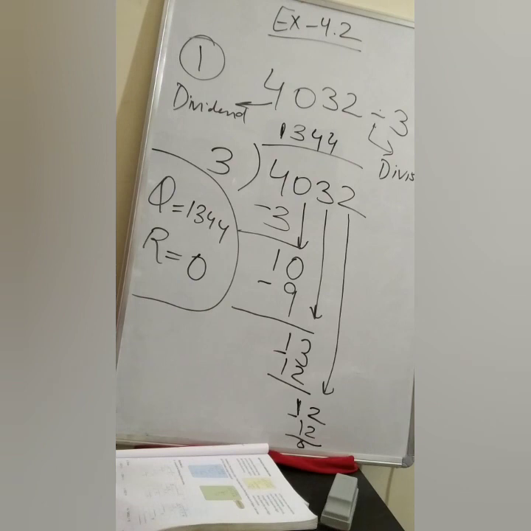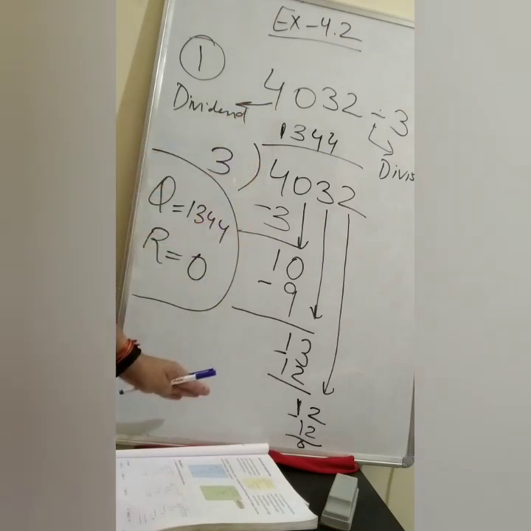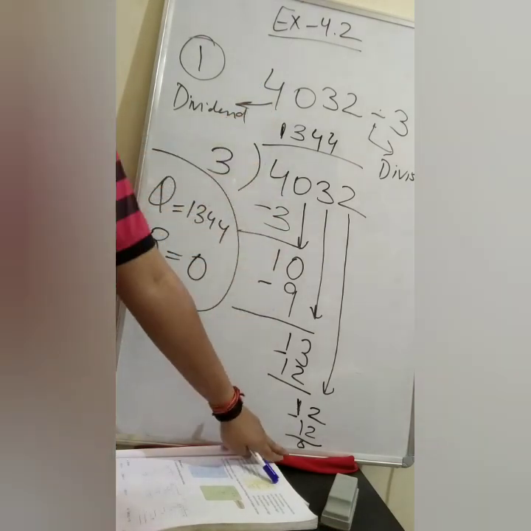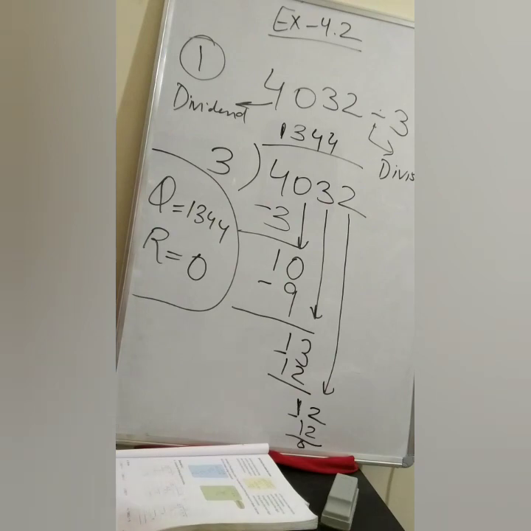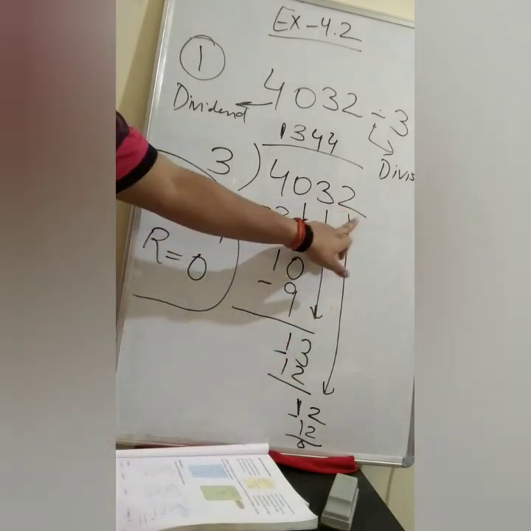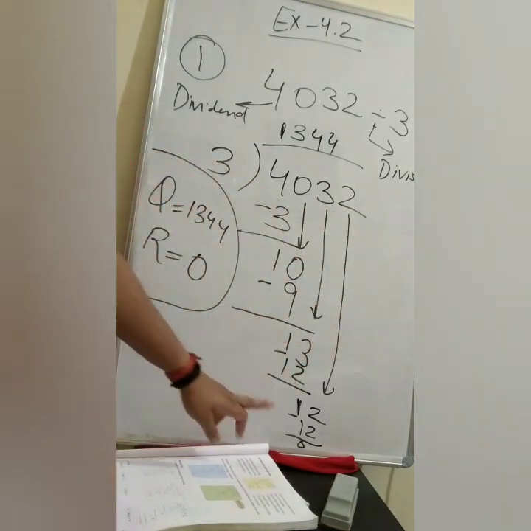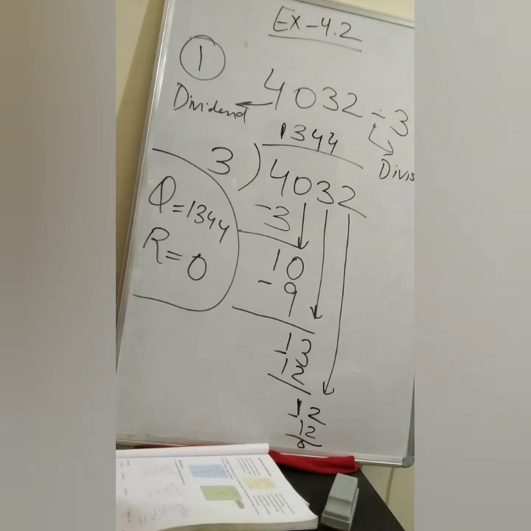In this way, you are going to solve exercise 4.2. I am giving you 1 minute. Just look into this. We have solved step by step by taking the tables, and when the remainder came 0, we stopped. After 2 nothing is there, so you cannot take the next number down. The remainder was 0, so you have stopped.